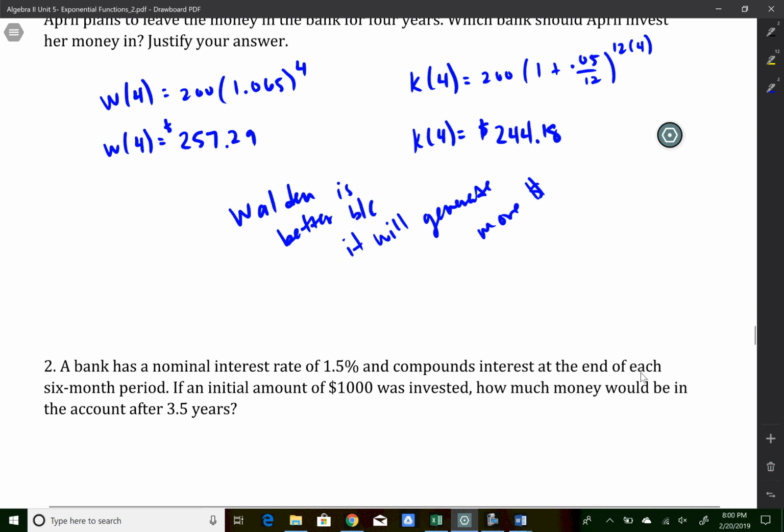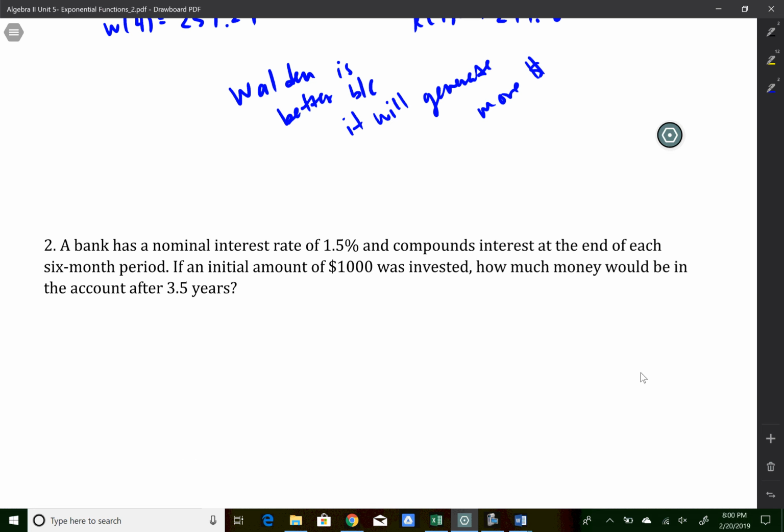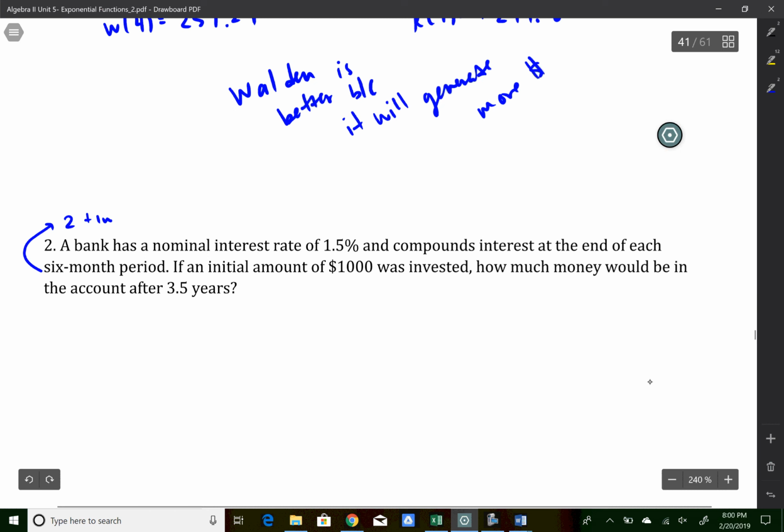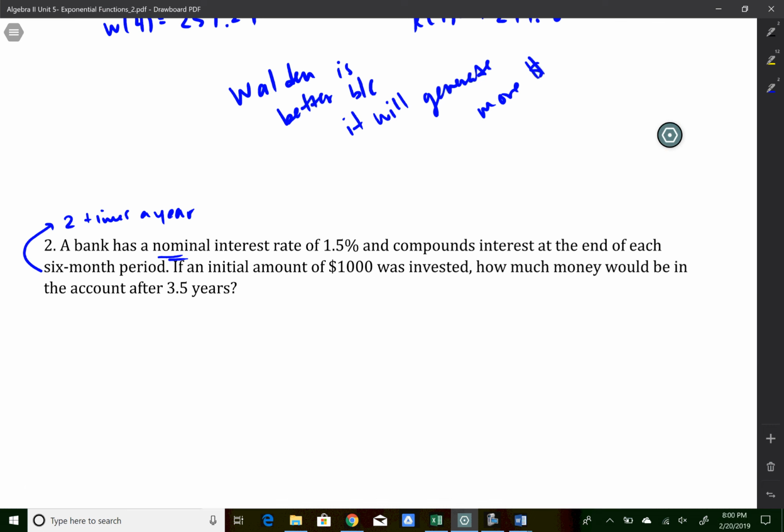All right, let's talk about number 2. So number 2 says a bank has a nominal interest rate of 1.5% and compounds its interest at the end of each 6-month period. So that's going to be twice a year. And again, this word nominal is just kind of like the fancy word for the annual rate, right? So we're saying that we're taking this rate over the course of the entire year, right? We're just going to compound it different times. So since it's compounding twice, it's going to be 0.75% twice a year.